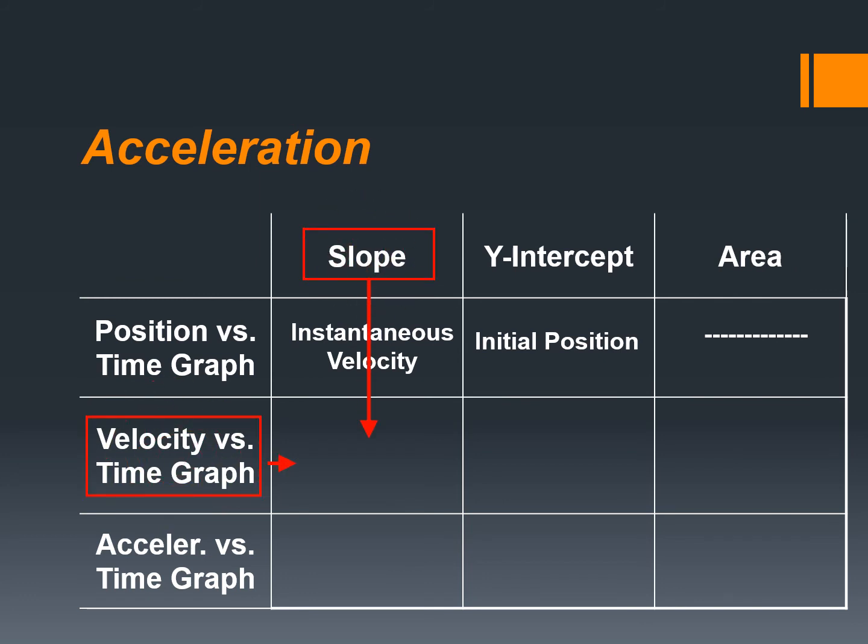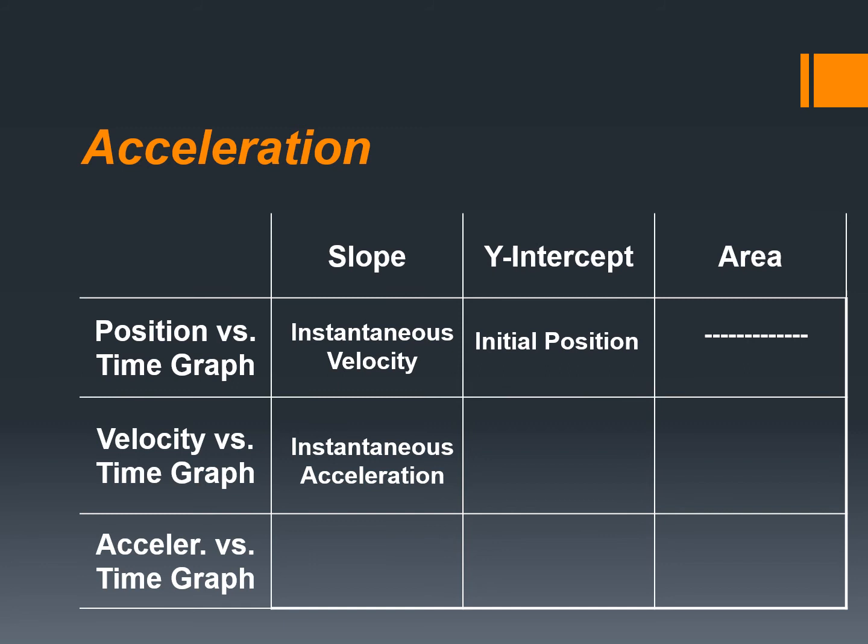What about the slope of a velocity versus time graph? Well, if you notice, for the position versus time graph, the slope gives you instantaneous velocity. Hopefully you can see a pattern forming from this. From a velocity versus time graph, the slope will give you instantaneous acceleration. Now again, we're not going to be talking about acceleration that's changing, so instantaneous acceleration will be equal to the constant acceleration that we get from a graph.